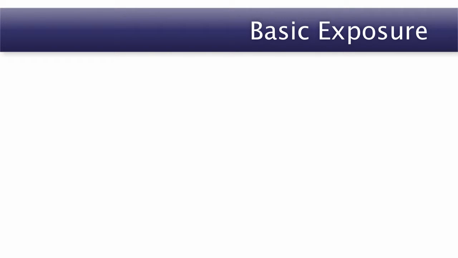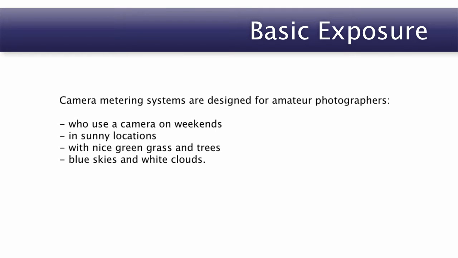Following the rules for exposure modes, your chances of getting the correct exposure vary according to the subject matter. The camera metering systems have been designed for the amateur photographer who uses a camera on weekends, in sunny locations, with nice green grass and trees, blue skies, and white clouds. Generally, the photographic process does not involve anything more complicated than snapshot photography. If your intent is to take photographic images that are beyond snapshot images, then exposure control will help you succeed.